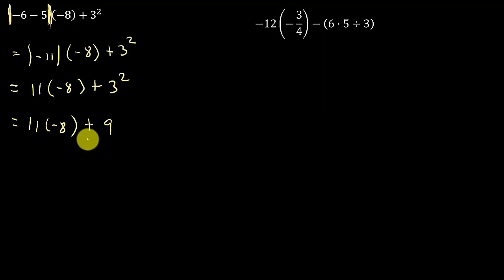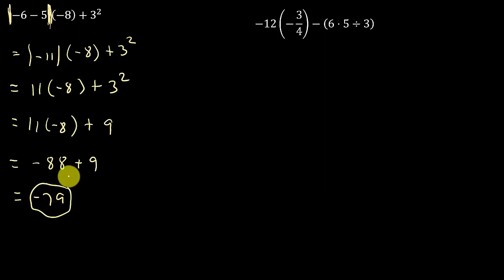All right. And so now I got to do the multiplication before I do the addition. So 11 times -8, that's -88 plus 9. And then I can go ahead and do my addition there. So -88 plus 9, that's going to give me -79.